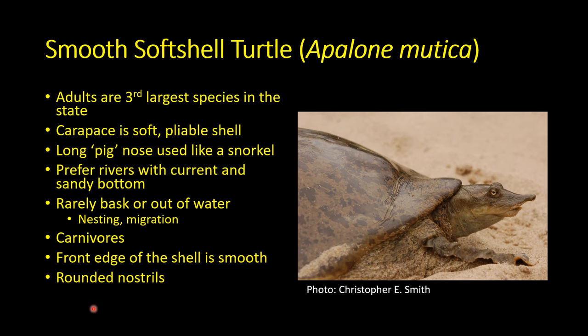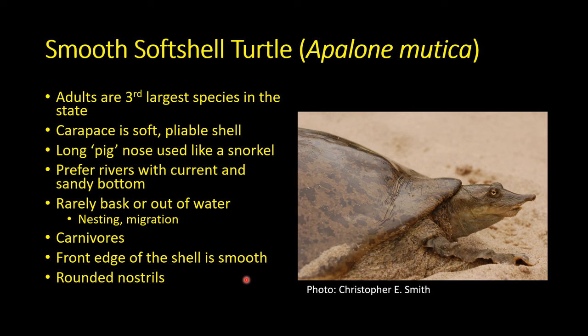The next species is the smooth softshell turtle, Apalone mutica. This is the third largest species in the state. The carapace, or top of the shell, is soft or pliable. So they're referred to as softshell turtles because it doesn't have those bony plates like the other turtles have, but it still has a carapace and a plastron. They sort of have this really long pig-like nose that they use as a snorkel, and very long necks.